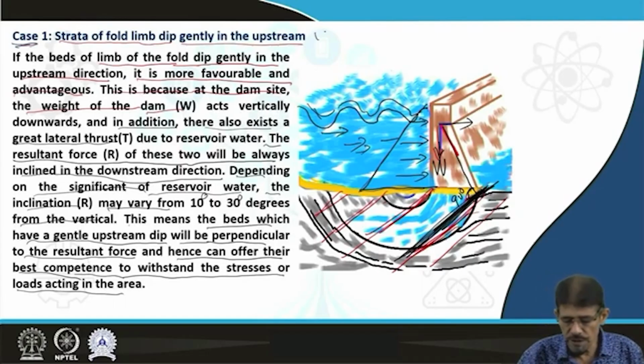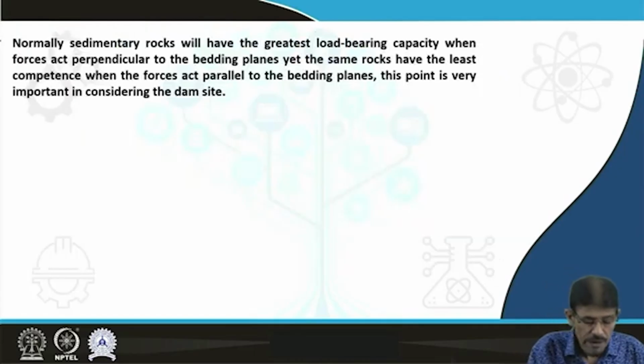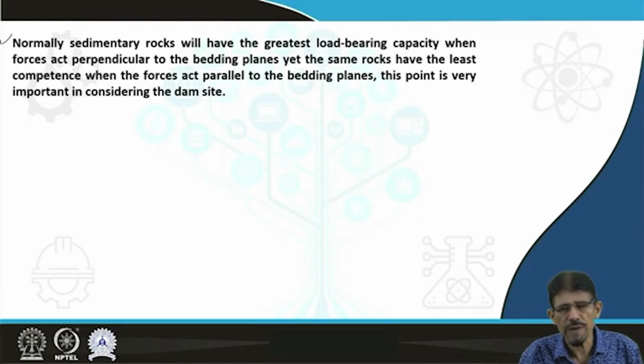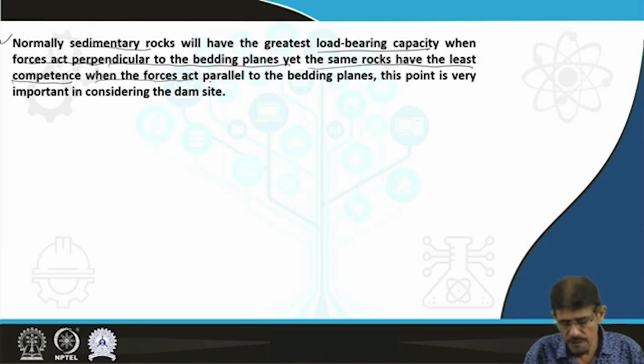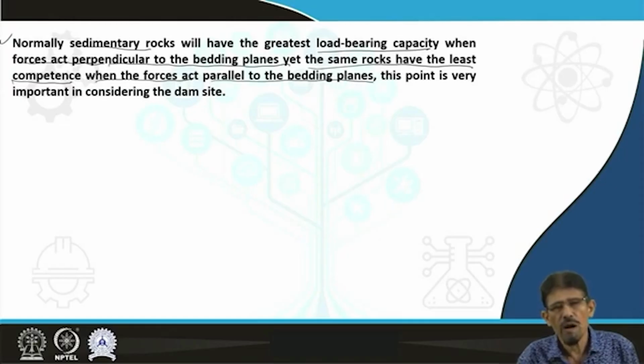So this situation is favorable, and the dam can be constructed safely, economically, and without uncertainty about future safety problems. The next type of condition is where the limbs of folds dip toward the upstream. Normally sedimentary rocks have strong bearing capacity when force acts perpendicular to the bedding planes, and the same rock has the least competence when the force acts parallel to the bedding planes. From this point of view also, limbs of folds dipping toward the upstream are found safer.